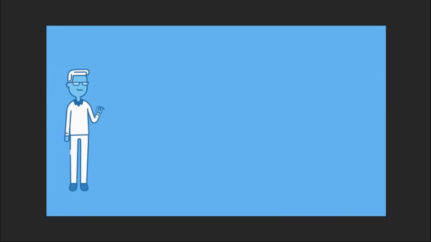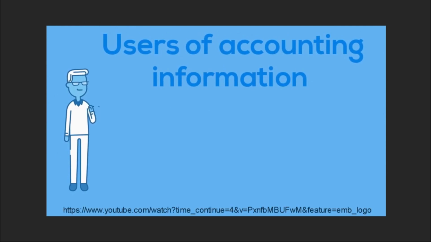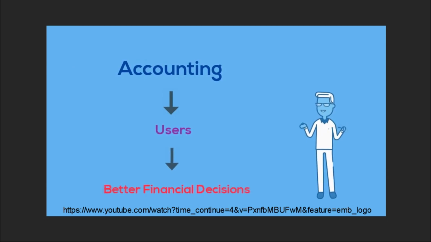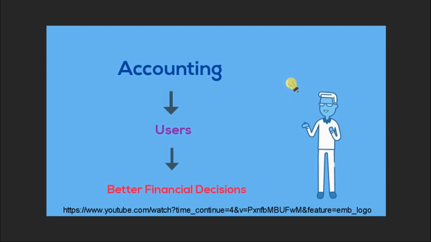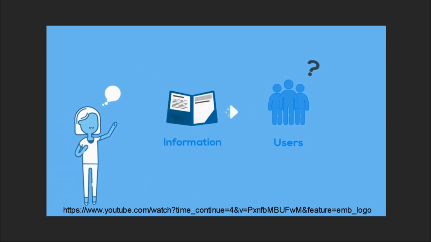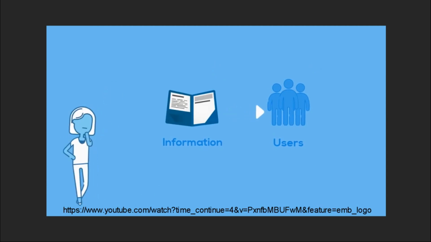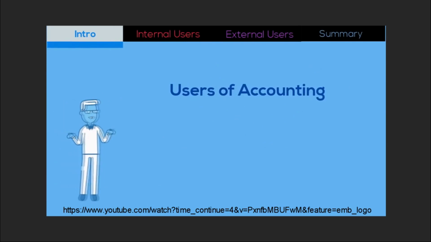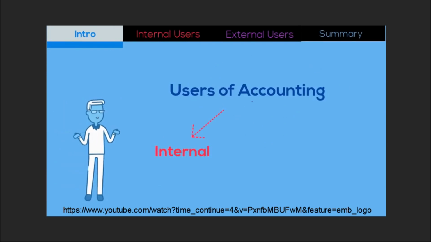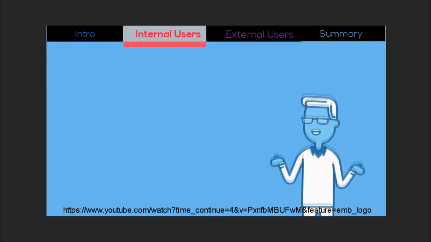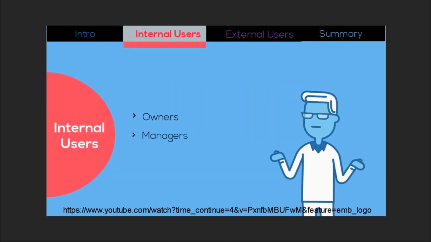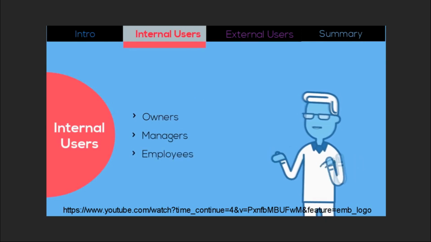In this lesson, we learn about users of accounting information. Accounting helps users in making better financial decisions. But you may be wondering, who are the users of accounting and what information do the users need? Users of accounting are both internal and external to the organization. Internal users include owners, managers, and employees of the business.